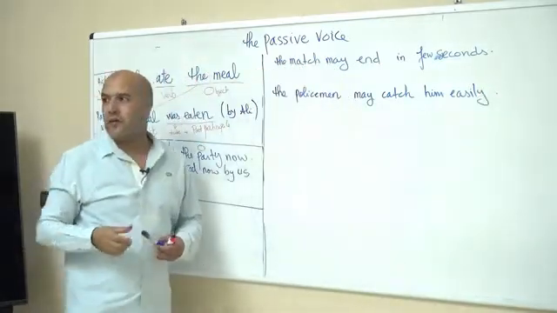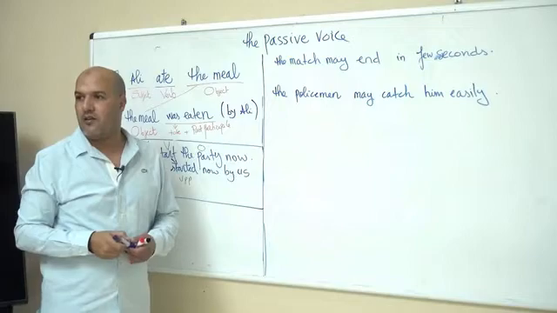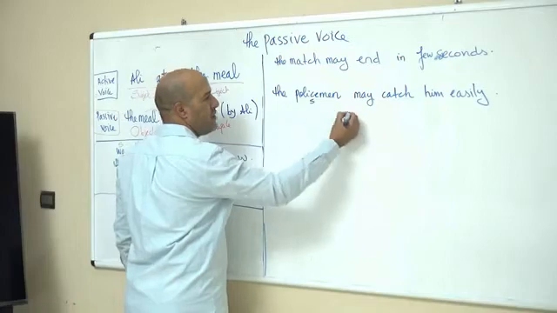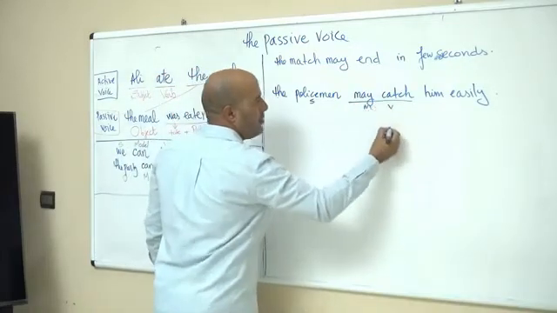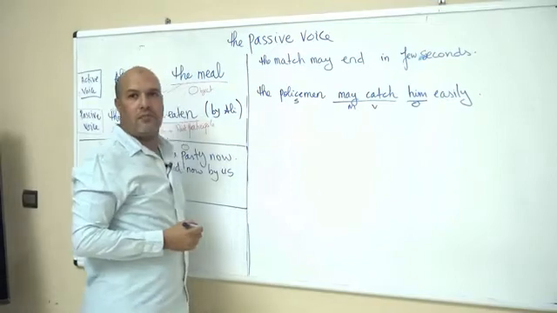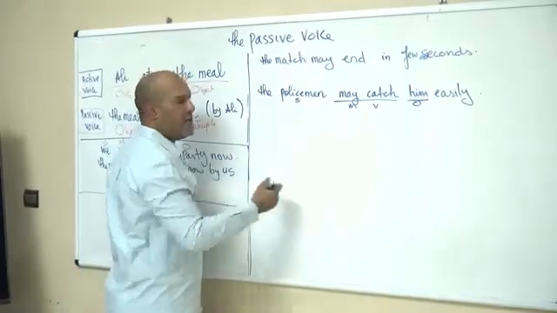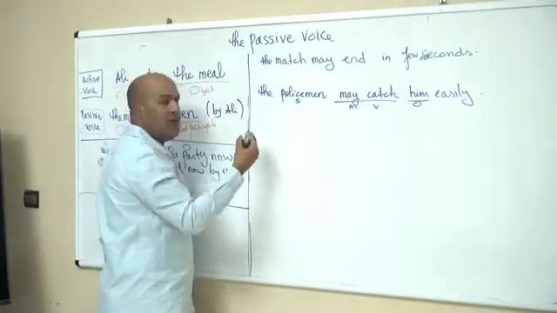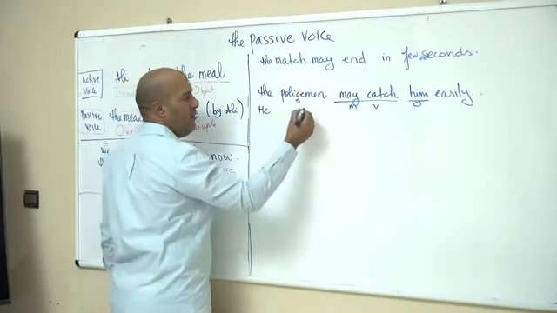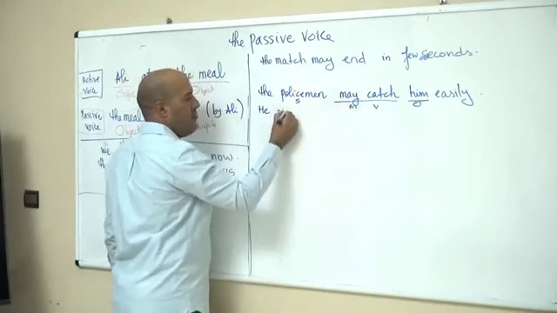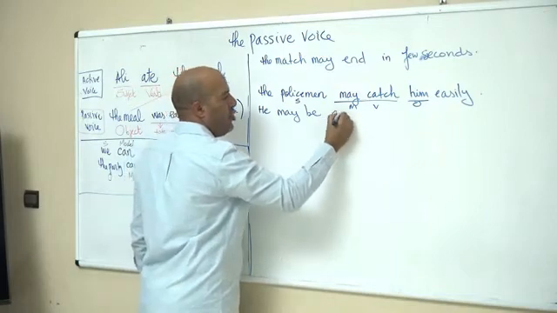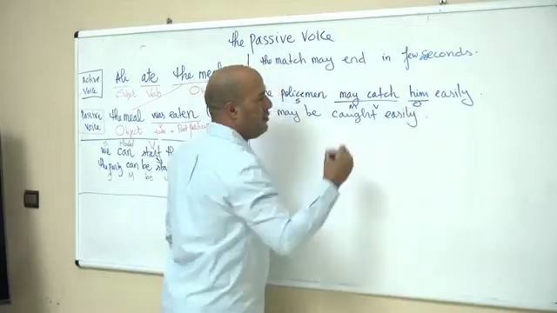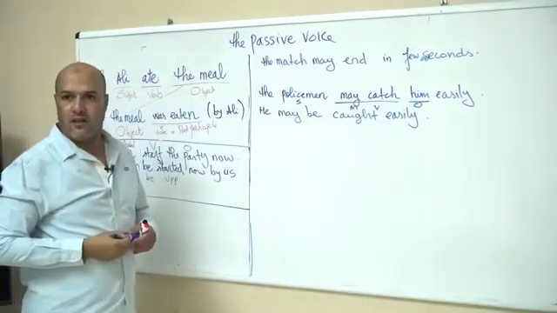So the policeman may catch him easily. The policeman may catch him easily. So here we have the subject, of course, the modal verb, and here we have him. So if you want to put this in the passive voice, this object, which is an object pronoun, we change it to a subject pronoun, that means he, of course, may, the modal, be caught easily. So he may be caught easily.